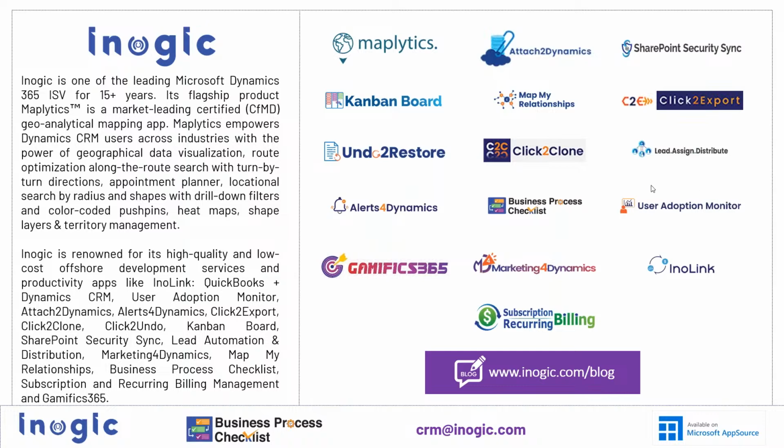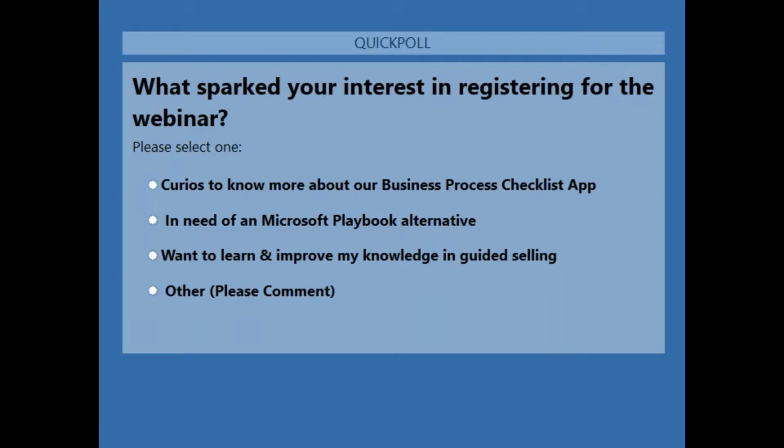So what I'm going to do right now is launch a quick poll, and please feel free to cast your answer, whether you were just curious to know more about our business process checklist solution, whether you are in need of a Microsoft Playbook alternative, whether you want to improve your knowledge, or maybe some other reasons. If other, please do mention it in the comment. Please do cast your vote because that will really help me shape my webinar content for you.